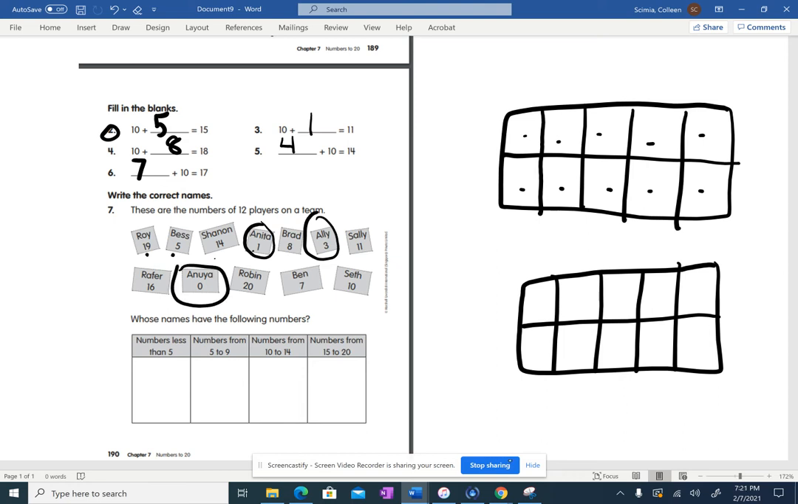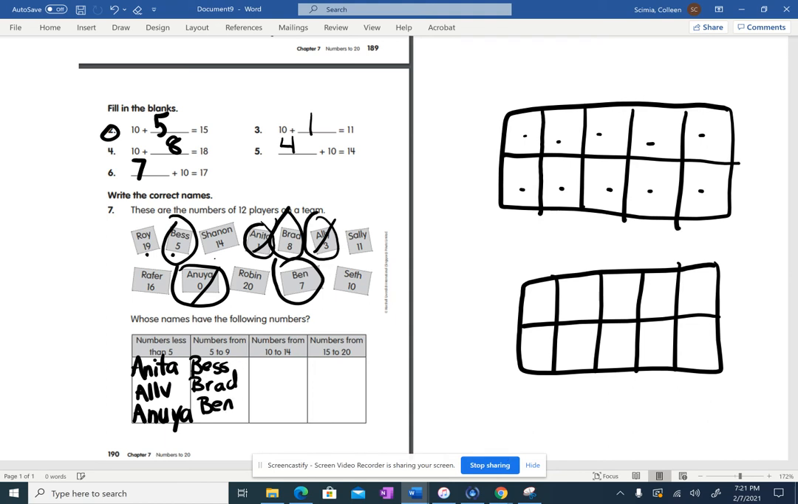Okay, so we have 3. We have Anita. We have Allie. And we have Anua. Okay, so that takes 3 of them away. Numbers from 5 to 9. So let's go through now and just circle the numbers that are between 5 and 9. And again, we have 3. Bess, Brad, and Ben.